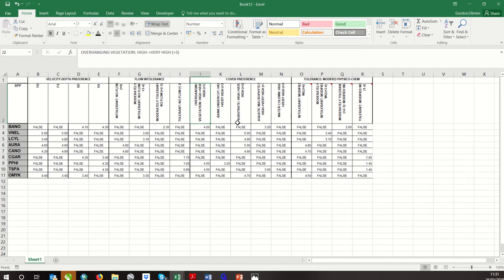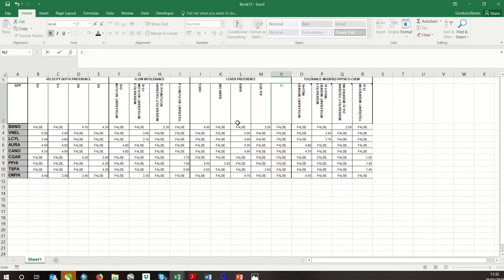Okay, then you've got overhanging vegetation. You've got undercut bank. You've got substrate. And you notice that they're only taking those that are high. Aquatic vegetation. And then this is depth column.